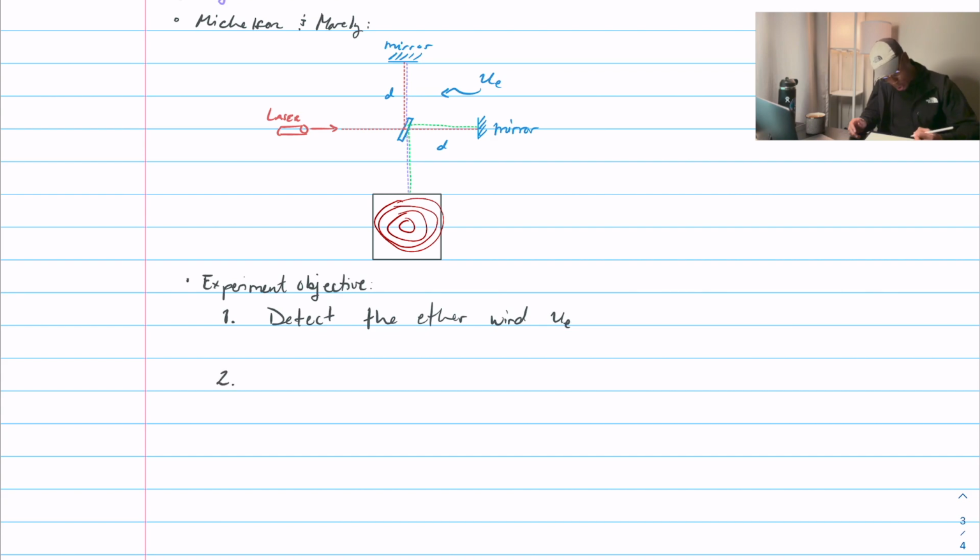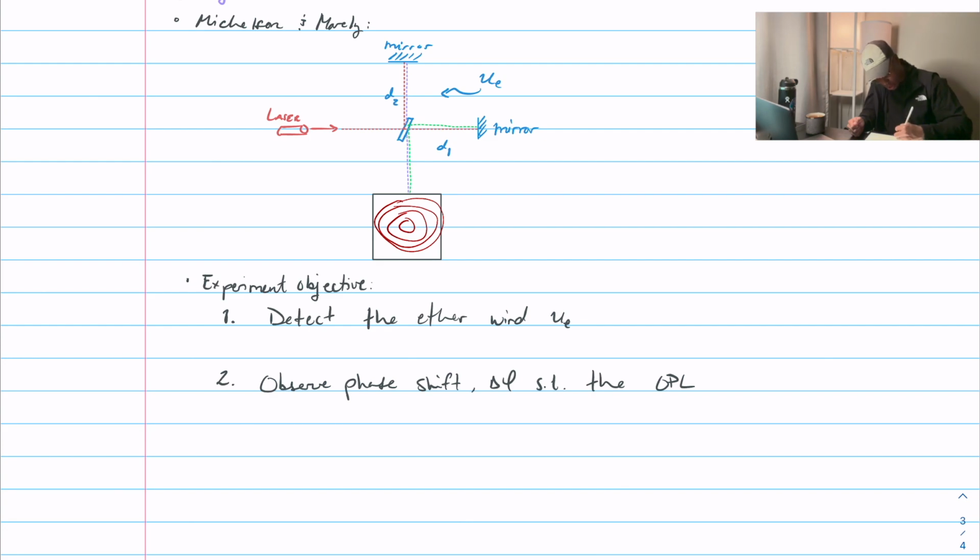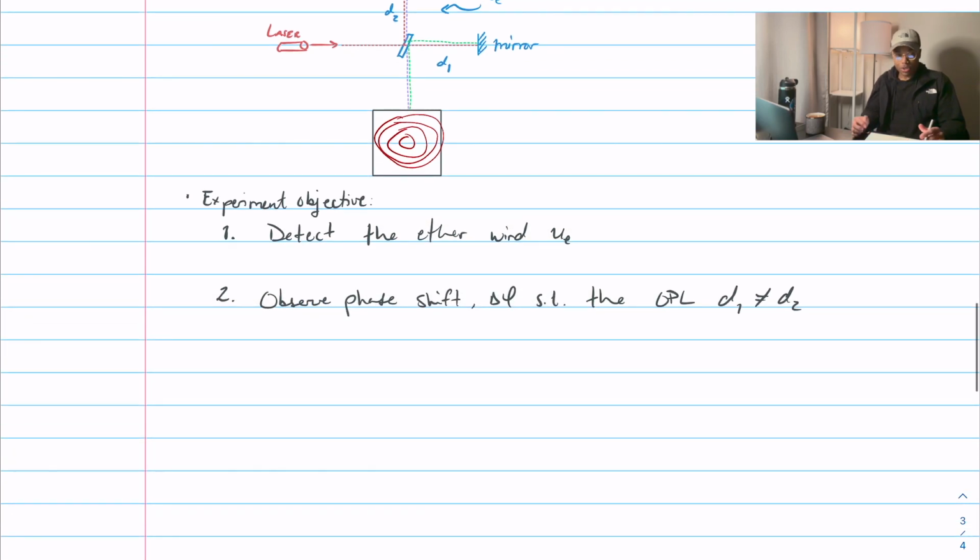Basically, the way this was supposed to work is that it's supposed to detect an ether wind U sub E. The second thing that we want to see is that we want to observe a phase shift delta phi such that the optical path lengths, I'll abbreviate that as OPL, and if I indicate one particular path as D1 and D2, the optical path lengths D1 does not equal D2. So how is this supposed to work?